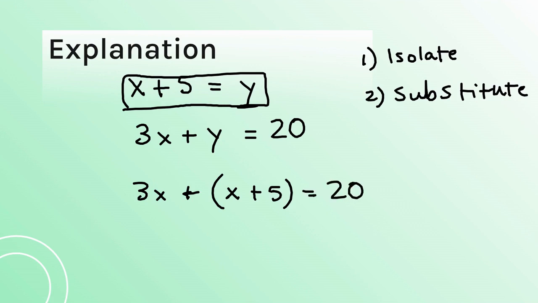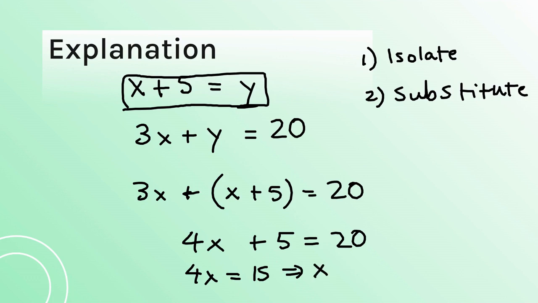And if this equals 20, that means 4x, just distributing, plus 5 equals 20, which means 4x equals 15, which means x equals 15 over 4. If x equals 15 over 4, now remember we aren't done, we've only solved for x. So now we need to find y as well.